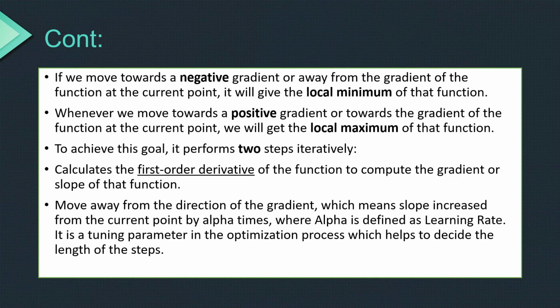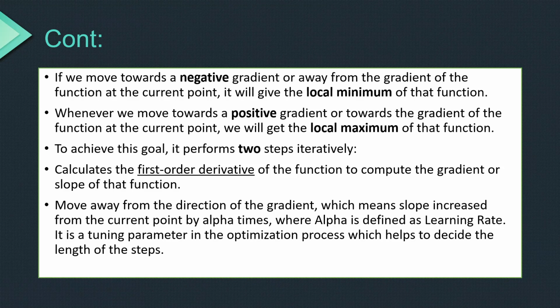The gradient descent algorithm provides local minima of a function such that if we move towards a negative gradient or away from the gradient of the function at the current point, it will provide the local minima of that function. Whenever we move towards a positive gradient or towards the gradient of the function at the current point, it will provide the local maxima of the function.